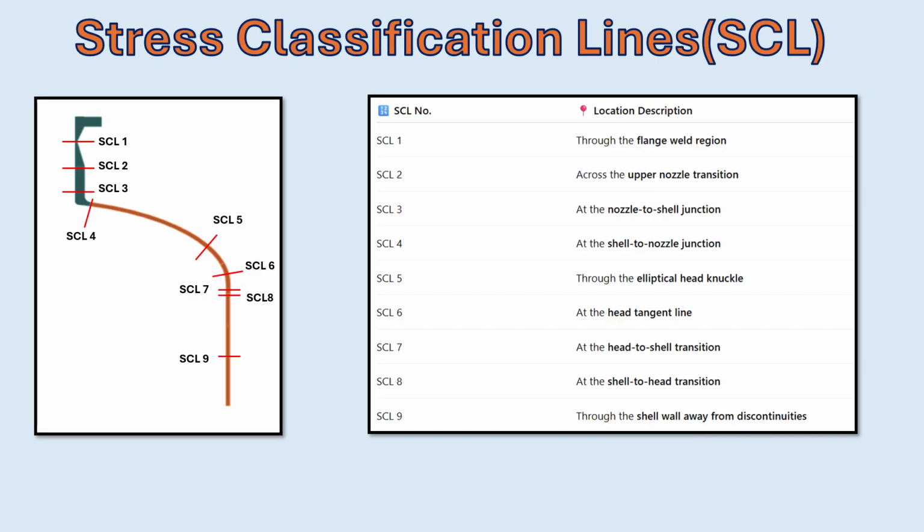Here you can see the stress classification lines, or SCLs. Nine SCLs were defined, cutting through the wall thickness at critical points in the shell and head. These lines allow us to linearize stresses into membrane and bending components. Locations include areas near the nozzle, the transition region, and the head crown, all areas where higher stresses are expected.